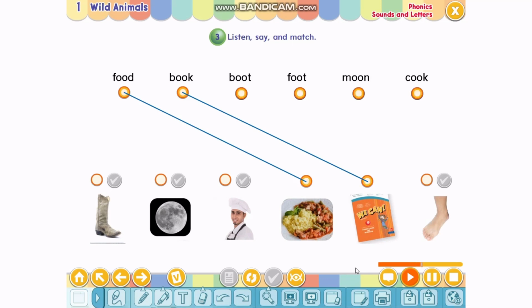Boot, boot. Foot, foot. Moon, moon. Cook, cook. Food, moon, boot. Foot, book, cook. Good. Let's check.